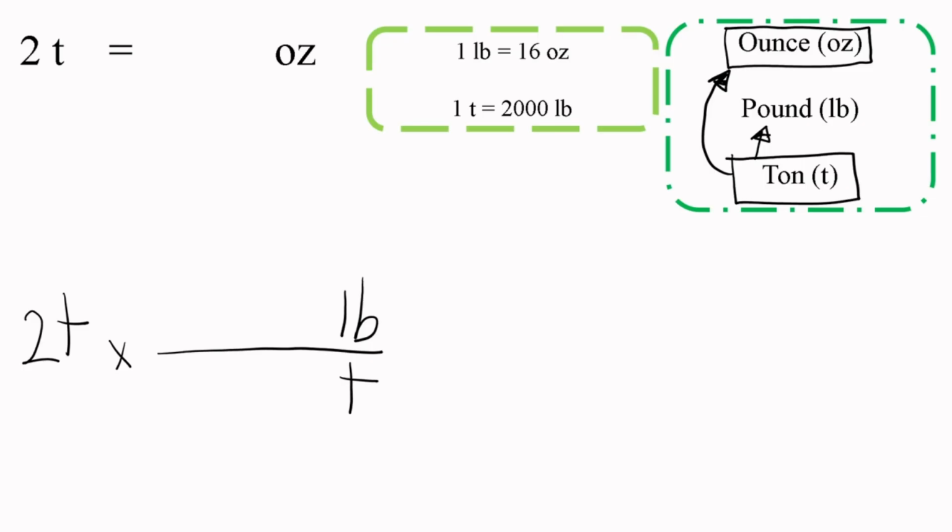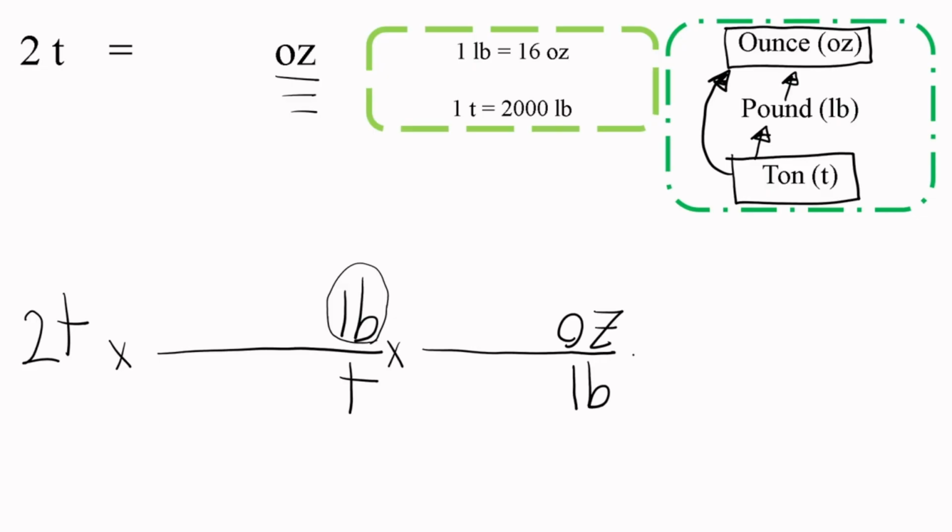Should I stop? No, because the question is asking about ounces and I have pounds here. So I must continue with another fraction line. What is the unit of the next denominator? It is the previous numerator. As you can see, the previous numerator here is pound. So I must write pound. One unit smaller than pound is ounces. So I'm going to write it here. And I must stop because this is the desired unit.